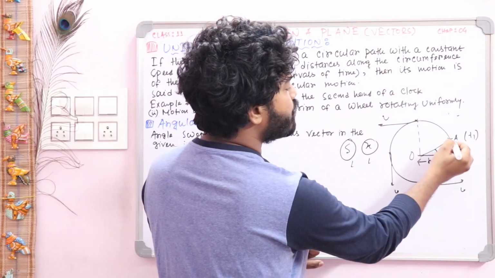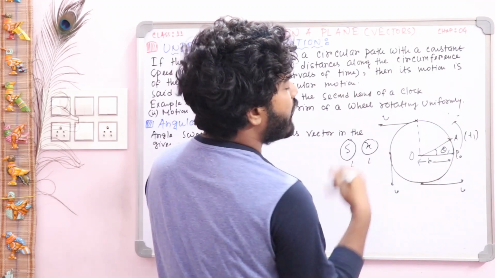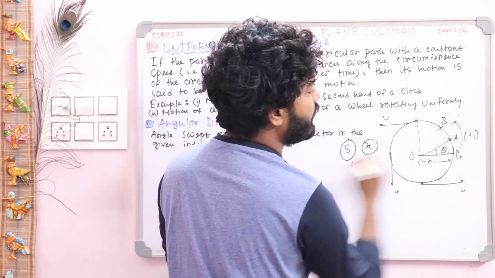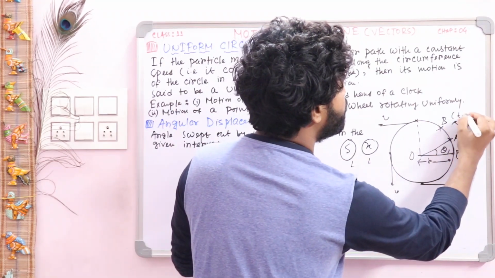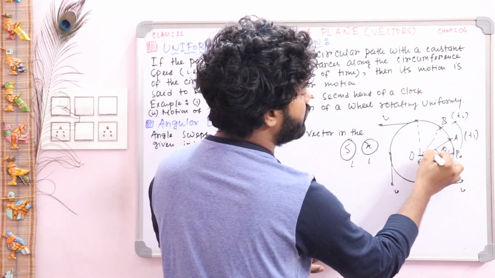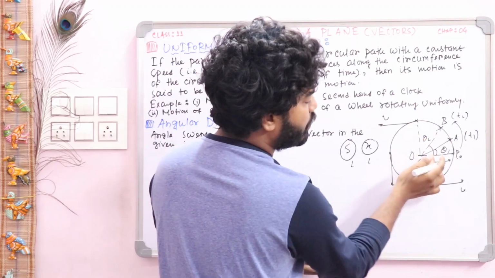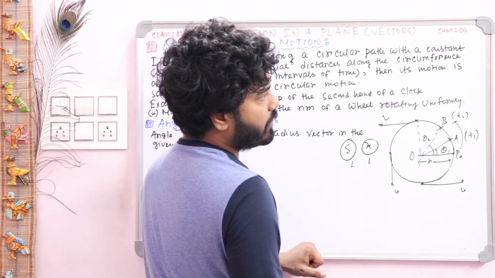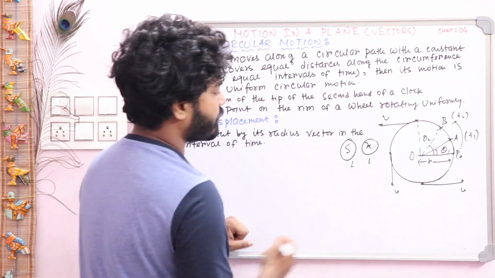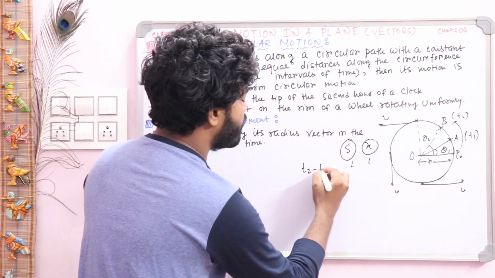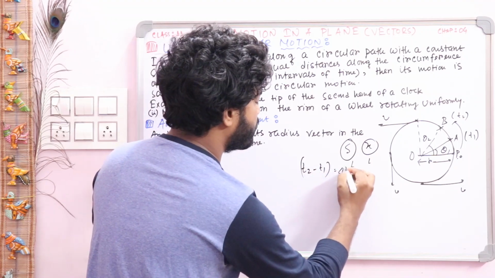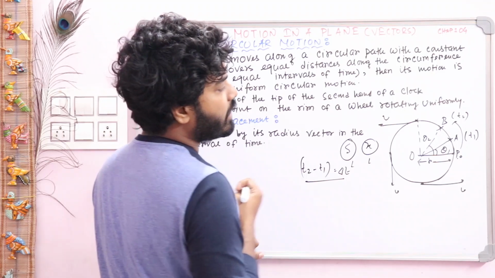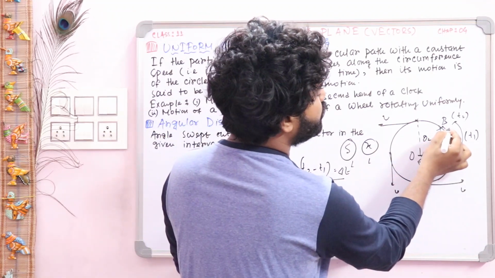Similarly, at time t2, the direction of the body that side. At time t2, the position of the body, suppose this point B, and suppose this angle is theta 2. So in between time t2 minus t1, that is represented as del t, in time interval del t, the body changes its position.